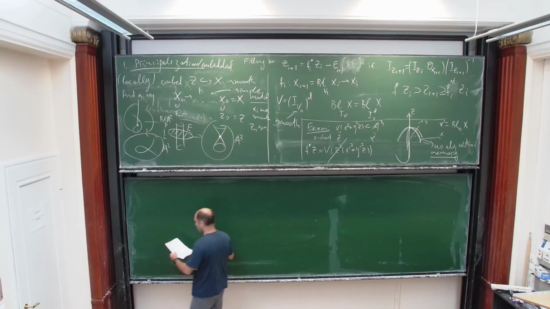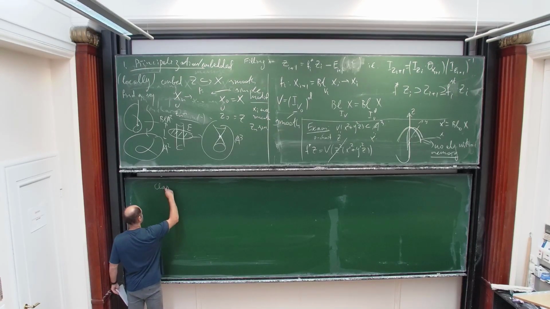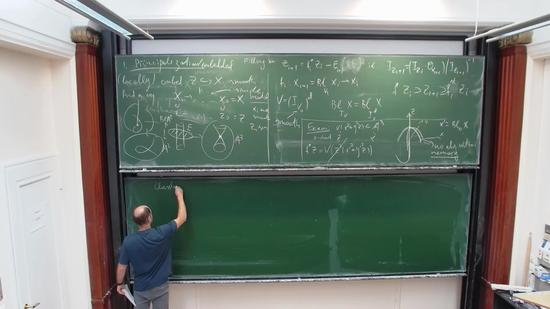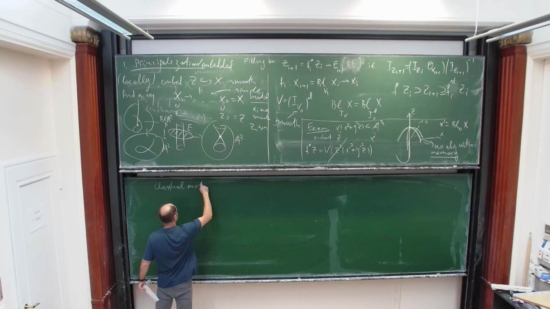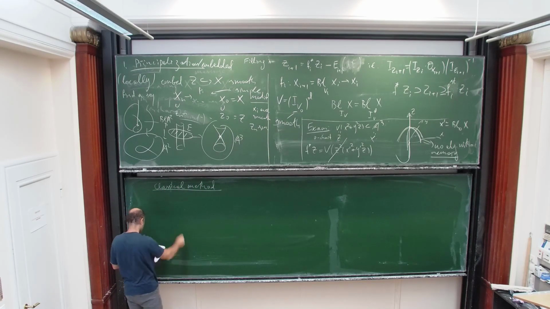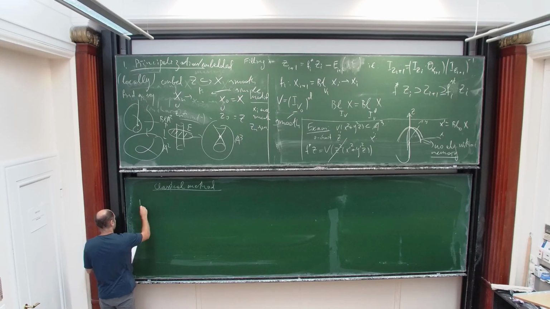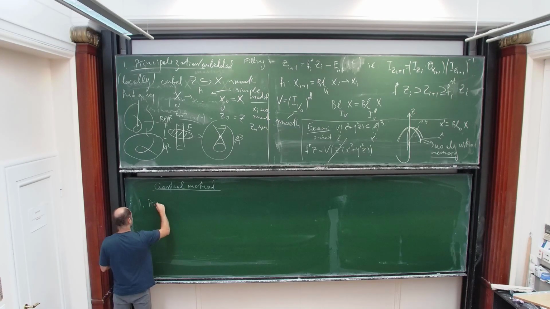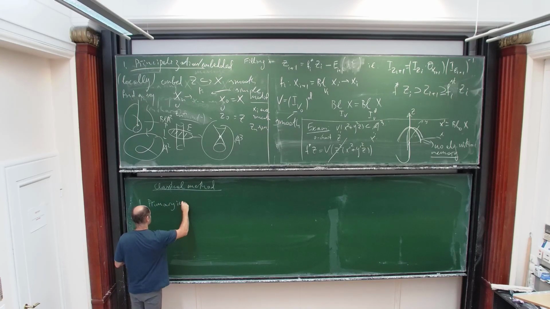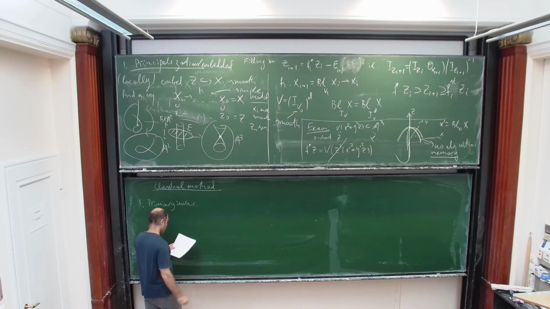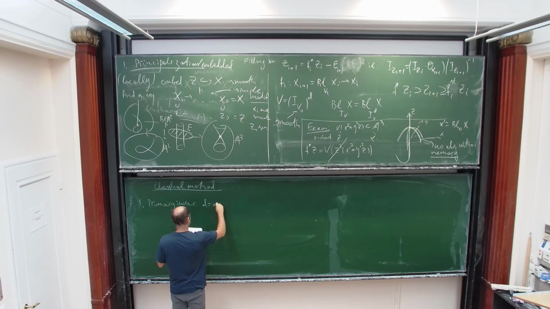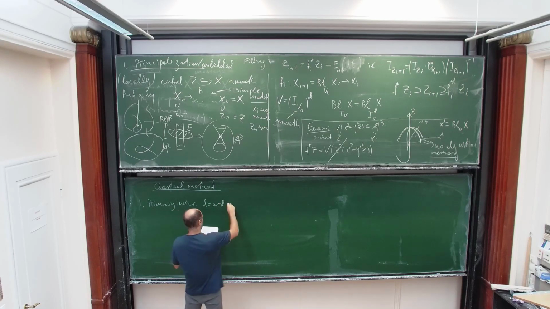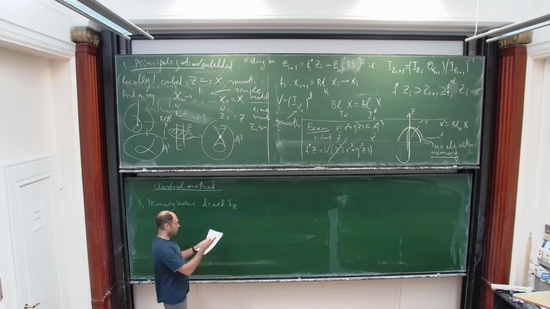Well, now let's discuss classical methods. So first of all, its primary invariant is d, which is the order of the ideal of Z, the Z which we want.